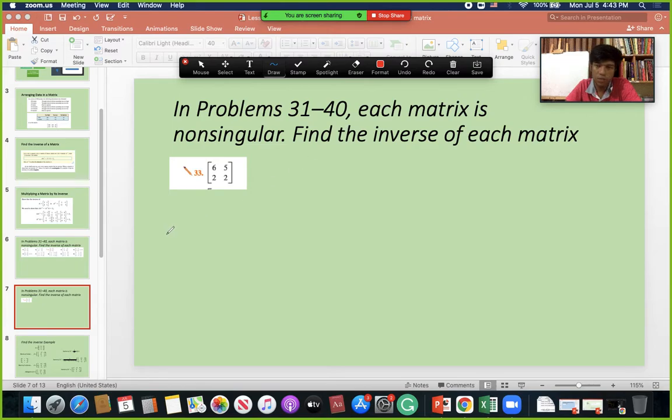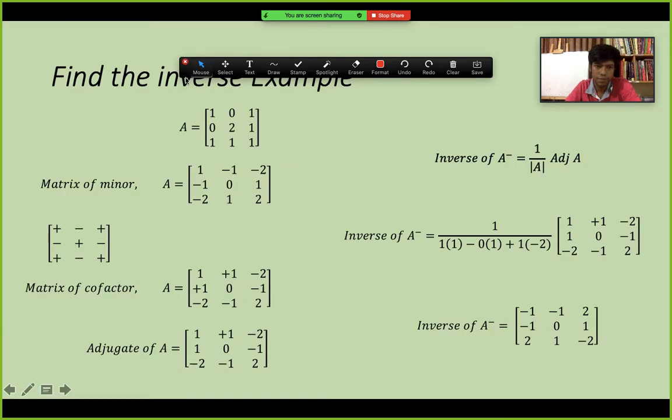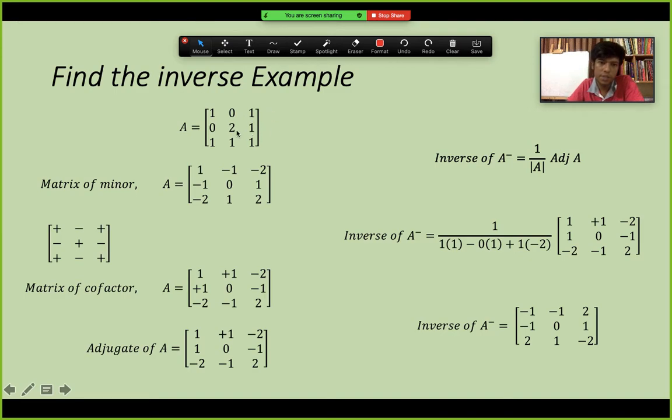So let's look at how to find out a 3 into 3 matrix inverse. This is an example of 3 into 3 matrix inverse finding. I'll tell you all the steps now. So suppose A equal to this is the given question. We want to find out the inverse of this matrix.